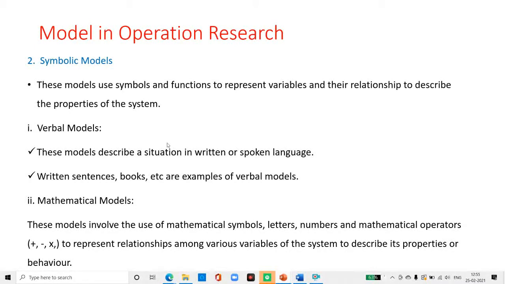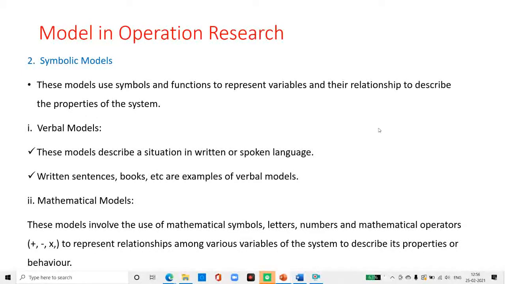Okay. So what are the letters? If we have an equation like a plus b, where a and b are the two variables and plus is the relationship between these two variables. Clear? So these are the mathematical operators to represent the relationship between two or more than two variables of the system to describe its properties or behavior.